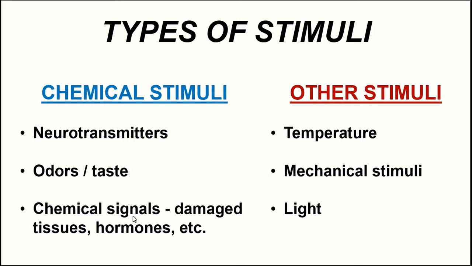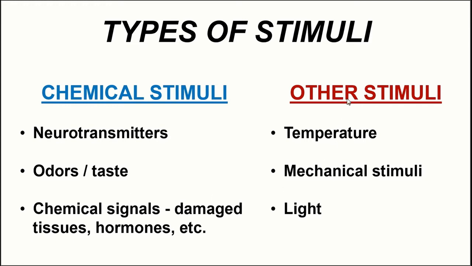We also have a number of other chemical signals that are present throughout the body that sometimes we're aware of, sometimes we're not aware of. Damaged tissues will release certain types of chemical stimuli that will facilitate inflammatory responses and immune system responses, so that damaged or dying tissue can be dealt with. We also have other chemical signals like hormones. And so those are the types of chemical stimuli that we'll mainly encounter, at least in our discussions here.